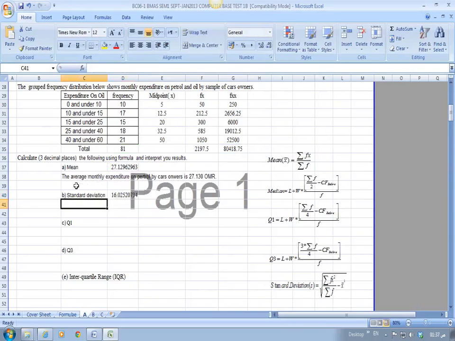So you can say that the average is so and so, with a standard deviation equal to this. The next one is to calculate Q1. So for Q1, first we need the Q1 position.